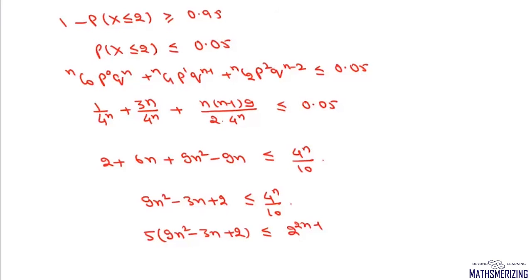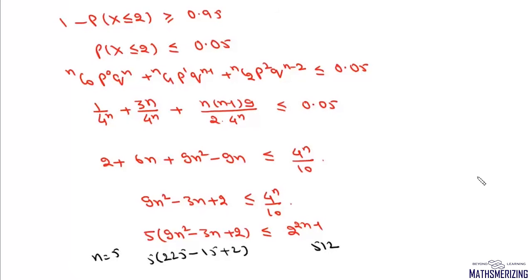Now if we take n as 3, we'll get this as 2 to the power 5, 32, and here it will be 81. 81 into 5 will be, so what we'll do is we'll check n as 5. Now if we put n as 5, here we'll get 2 to the power 9, and 2 to the power 9 is 512, and here will be this 25 into 9, 225 minus 15 plus 2. Now this value is again greater than 512.